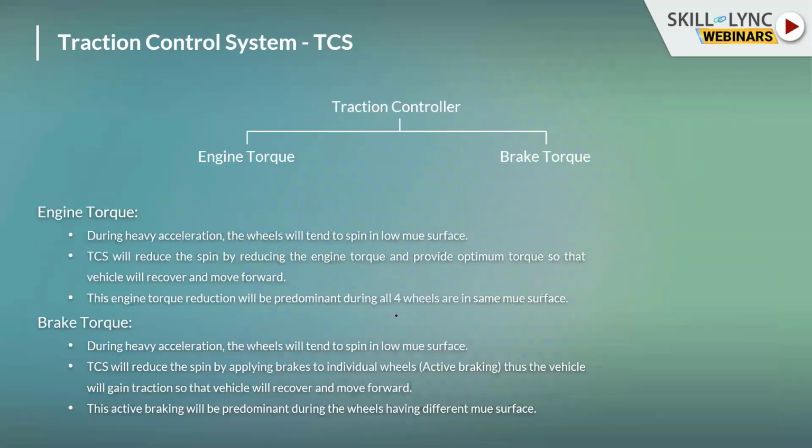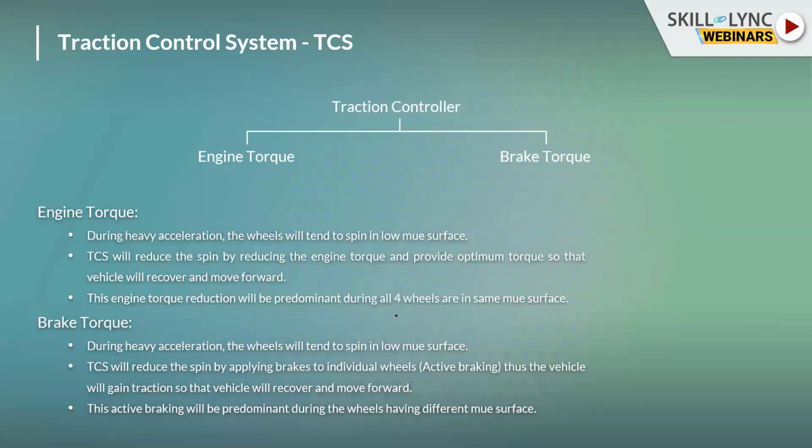The traction control system works mainly by applying brake torque and by reducing the engine torque. This function mainly works on the drive axle. If it is a front wheel drive, the traction control system works only on the front wheels. If it is a rear wheel drive, it works on the rear wheels. If it is all wheel drive, it works on all wheels. It works only on the drive axle, not on the dead axle.